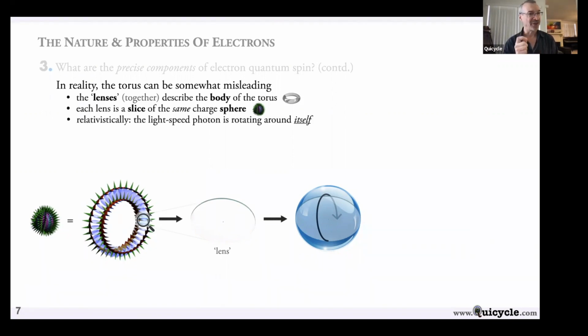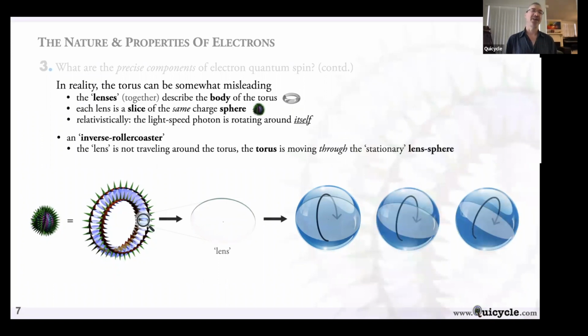Also, it's interesting to note that this is happening at the speed of light. So another way to think about this is that relativistically, the space inside of that toroidal structure should be relativistically shrunk down to an infinitesimal point. So that means that the width of that toroidal structure is really rotating around itself.